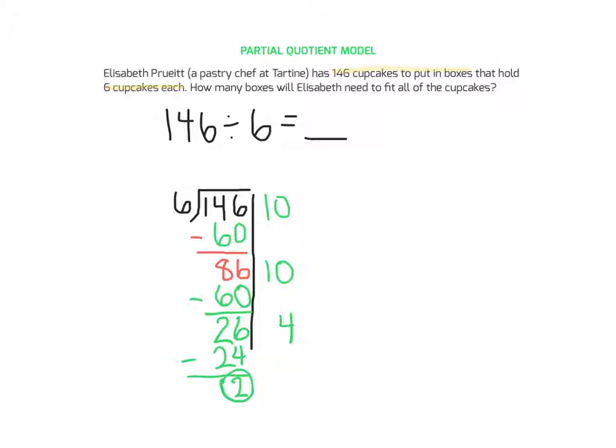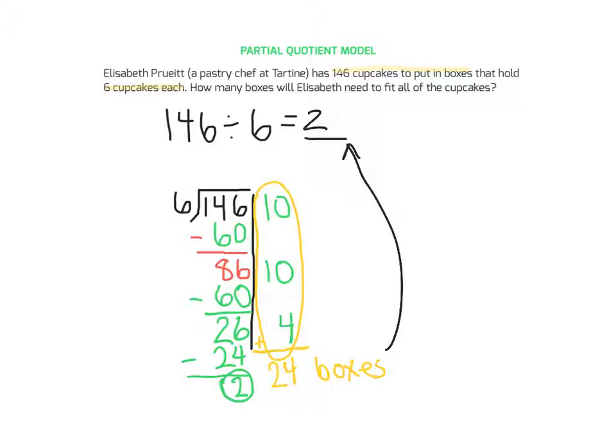And now I've got to figure out what my quotient is. So to find the quotient for your problem, you're going to look on the right side of your tail. These are the number of boxes that you've used to put all of the cupcakes in. So when you add this up, 10 plus 10 plus 4, you get 24 boxes with 2 extra cupcakes. When I go back to my equation up at the top, 146 divided by 6 equals, my quotient is 24 with a remainder of 2.